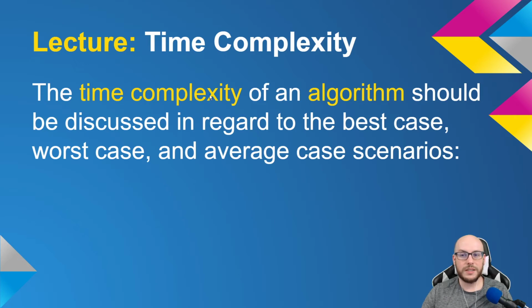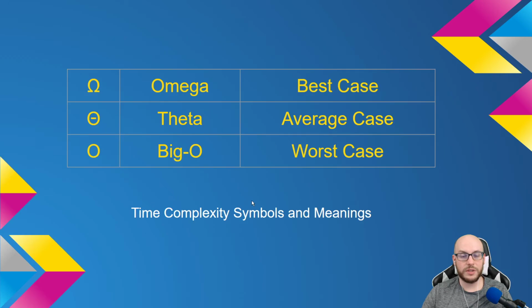So the time complexity of an algorithm should be discussed in regard of the best case, worst case, and average case scenarios. So we'll break this down as well. But when we talk about an algorithm, we care about a best case scenario, an average case, what usually happens, and the worst case. And notice that we use different symbols to denote what notation we're dealing with.